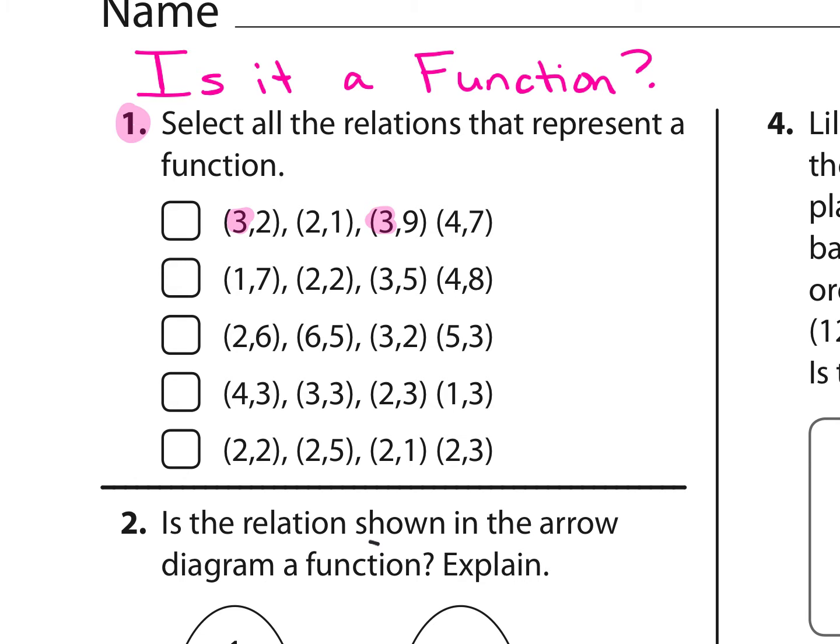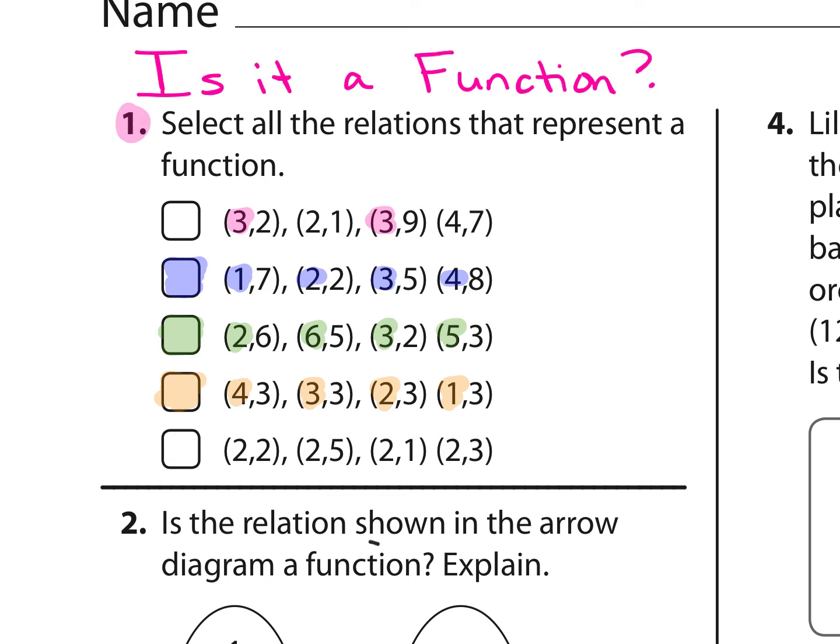If we look at the next one, we have x coordinates that are all different, 1, 2, 3, and 4. So yes, this is a function. Each input has exactly one output. For this next one, all the x coordinates are different. So each input, x, has exactly one output. So yes, this is a function. For this next one, each x is different. So each input has exactly one output. So yes, it's a function.